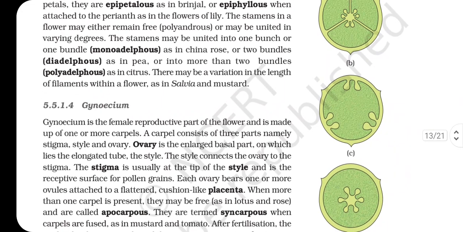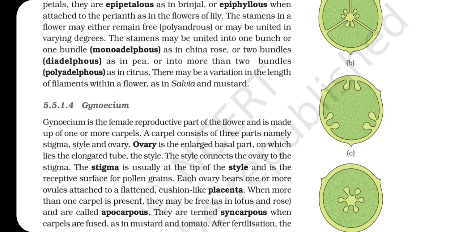Gynoecium is the female reproductive part of the flower and is made up of one or more carpels. A carpel consists of three parts, namely stigma, style, and ovary. Ovary is the enlarged basal part on which lies the elongated tube. The style connects the ovary to the stigma. The stigma is usually at the tip of the style and is the receptive surface for pollen grains.